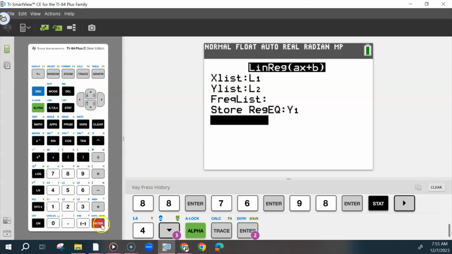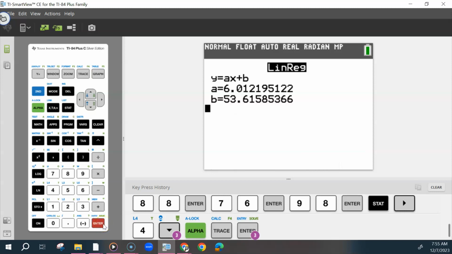Would you click after alpha? Trace. It's at the top. Remember, all these steps are in your notes right in front of you as well. Well, what did you click after that? After trace? Enter 3 times.